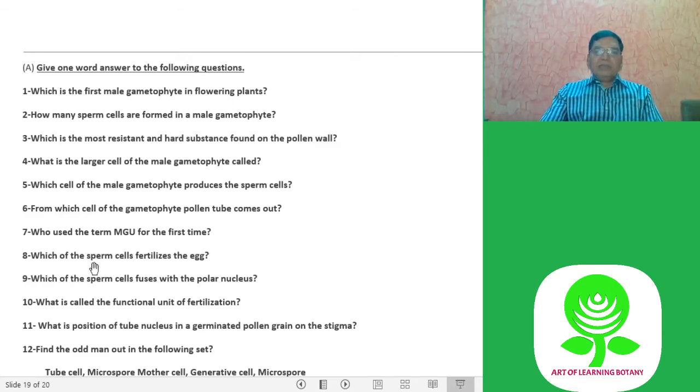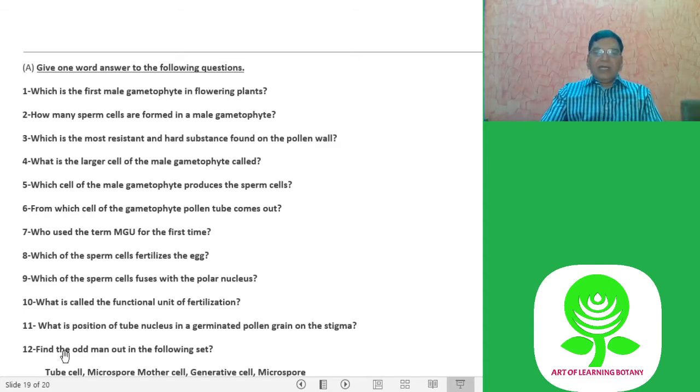Which of the sperm cells fertilizes the egg? The small one. Which of the sperm cells fuses with the polar nuclei? The bigger one. Which is called the functional unit of fertilization? MGU, male germ unit. What is the position of the tube nucleus in a germinated pollen grain on the stigma? At the tip of the pollen tube.